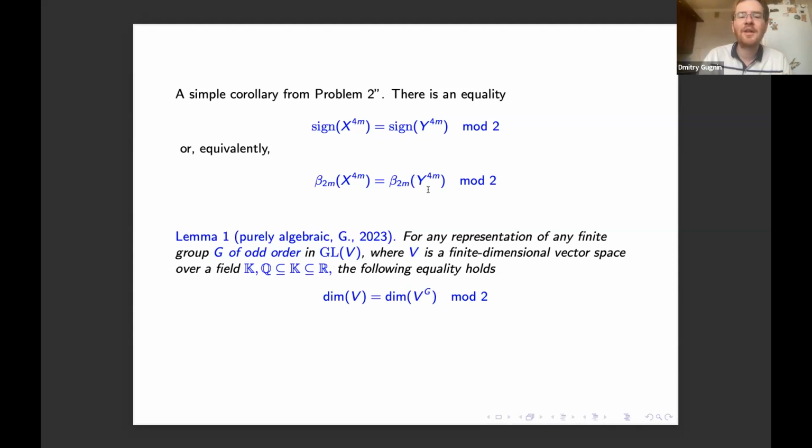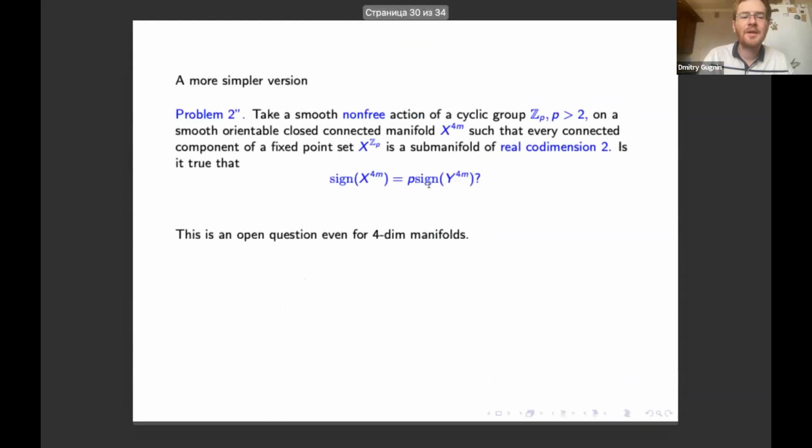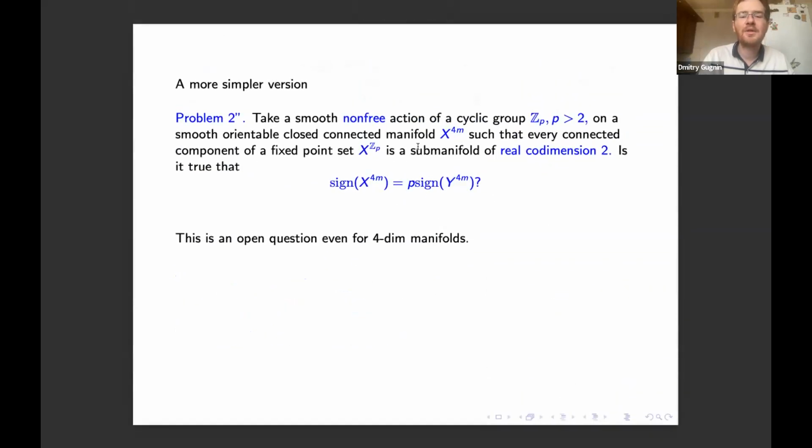So here it is because of a transfer: dim over Q of some space to the power G. So this is just this equality. So this corollary is true, but the problem for p equals 2 is still an open question.